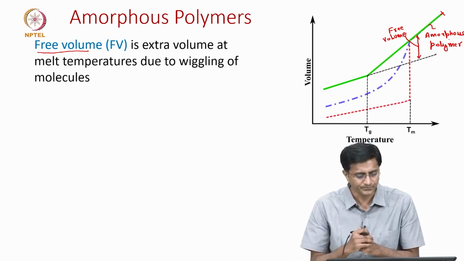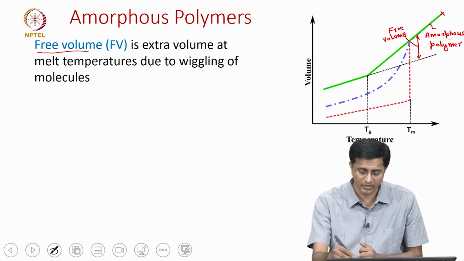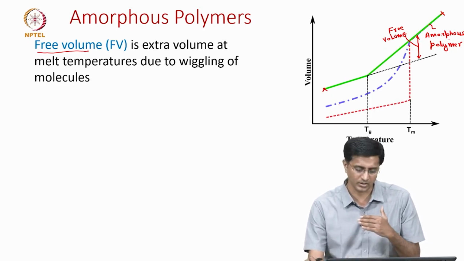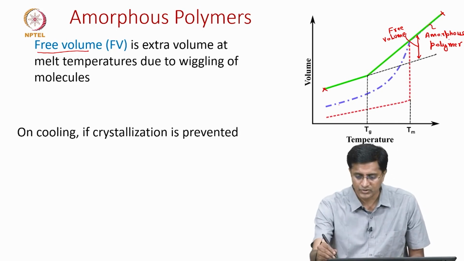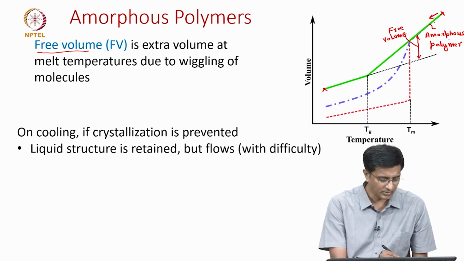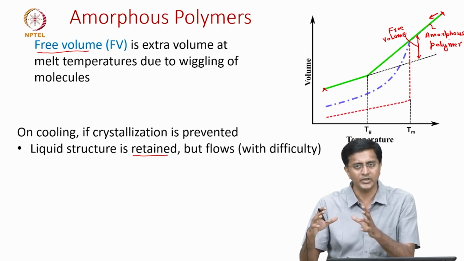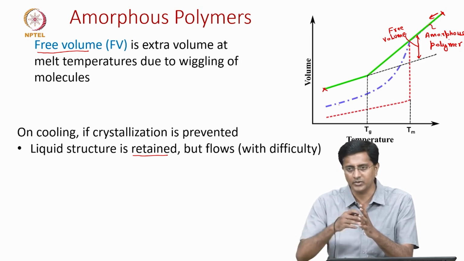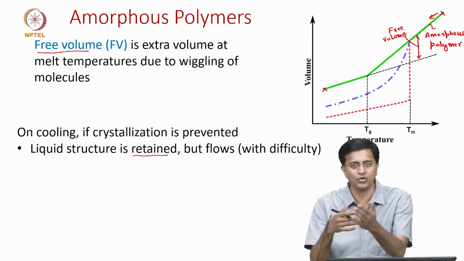This is the extra space required just because of the wiggling of the atoms or the polymer chains. But to understand how the liquid polymer ends up as an amorphous polymer, we will go step by step, slowly. On cooling, we start here and go downwards. What happens? Initially the liquid structure is retained. While it is a liquid, the molecular chain is free to move from one end of the polymer to the other, because it is not bonded with any neighboring chains, so it is free to flow past each other.